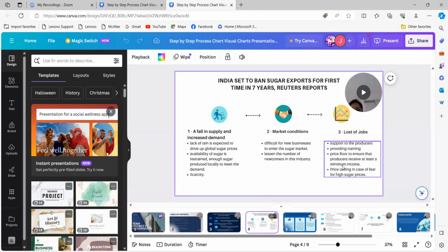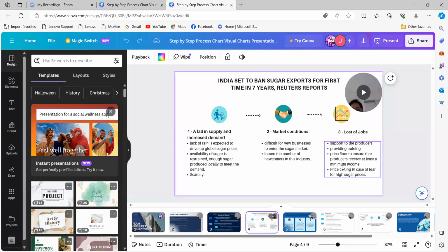The next news headline is India set to ban sugar exports for first time in 7 years. Report from Reuters. Here we would like to highlight 3 points: a fall in supply and increased demand, second is market conditions, and third is loss of jobs. First point, fall in supply and increased demand: lack of rain is expected to drive up global sugar prices. Availability of sugar is restrained, enough sugar is produced locally to meet the demand, and scarcity.